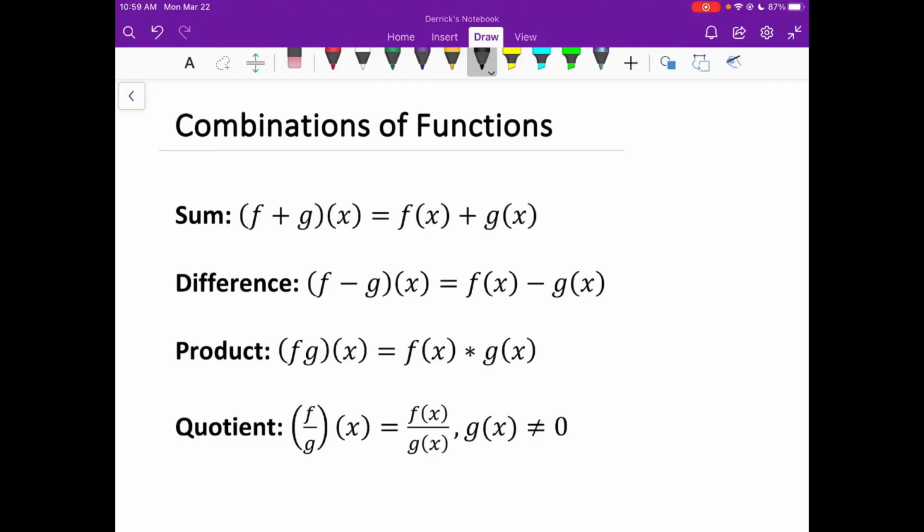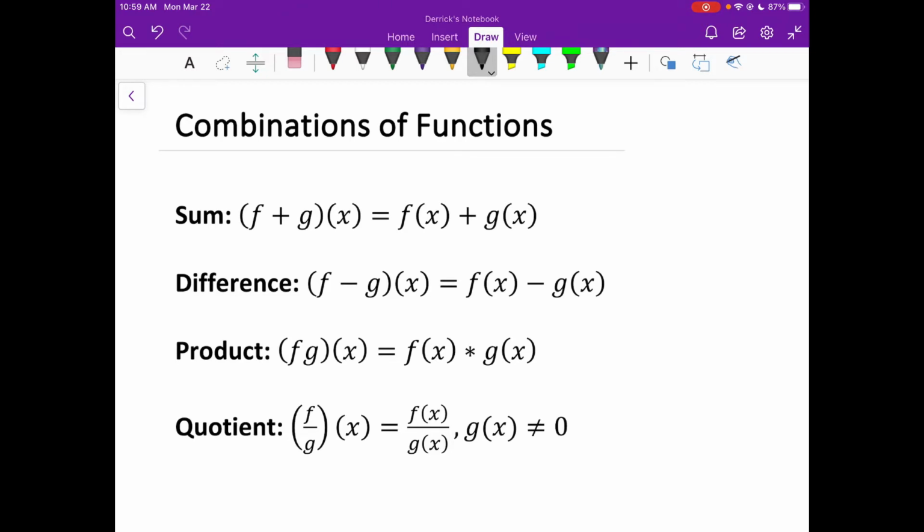Today's lesson is going to be about combinations of functions. As you can see here, we've got 4 different types of ways that we can combine functions, and it's just the 4 basic operations. We have addition, subtraction, multiplication, and division. What we're going to be doing today can basically be summed up as I'm going to be giving you 2 functions and asking you to combine those 2 functions using one of these 4 operations.